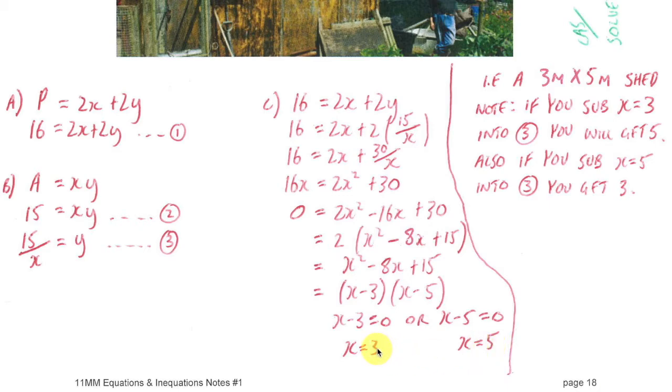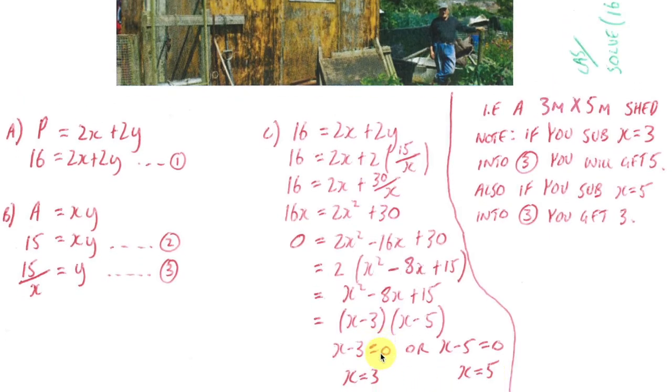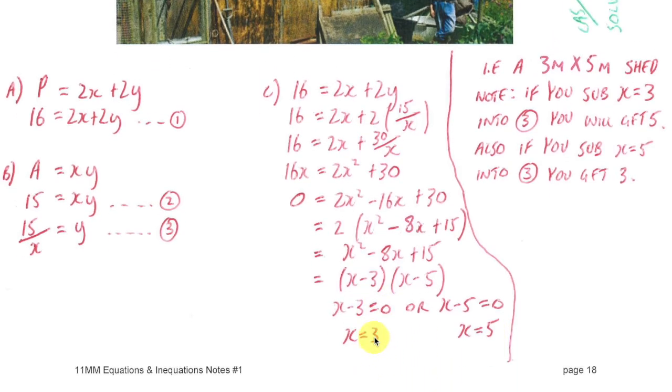So that is in fact the dimensions of the shed. It's a 3 by 5 metre shed. So let's pretend that x was equal to 3. If I did that, then y would end up being 5. And if I accepted x equaling 5, then the y value would be equal to 3. So either way you choose, you're still going to come up with a shed that is 3 by 5 metres.